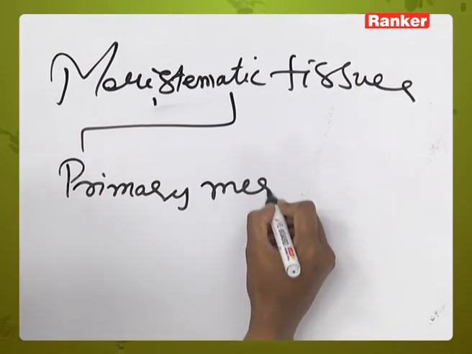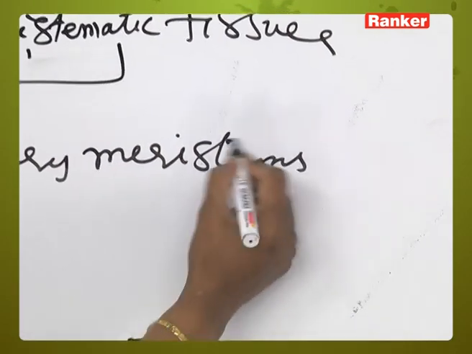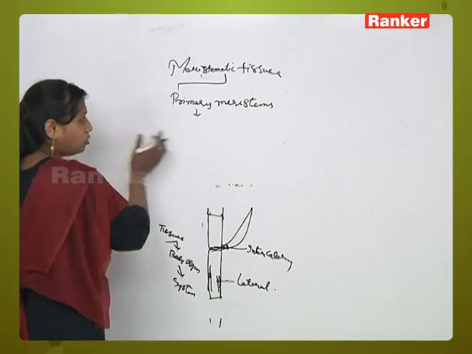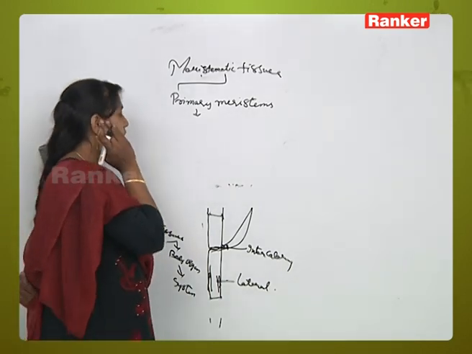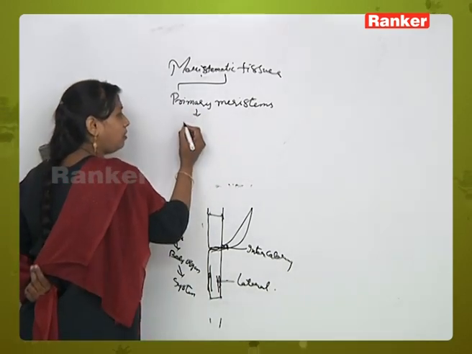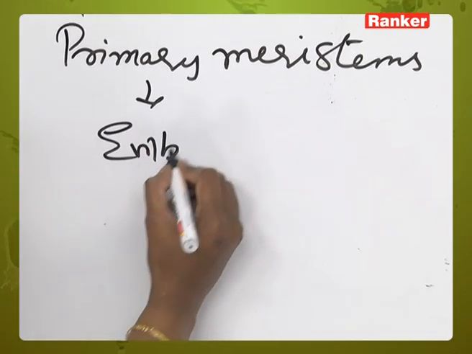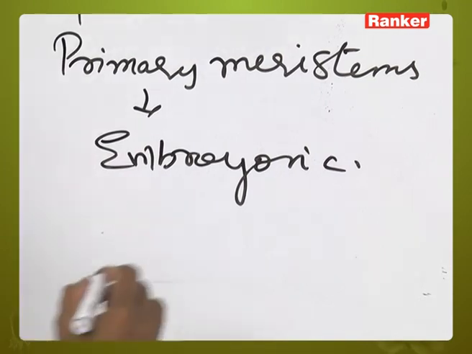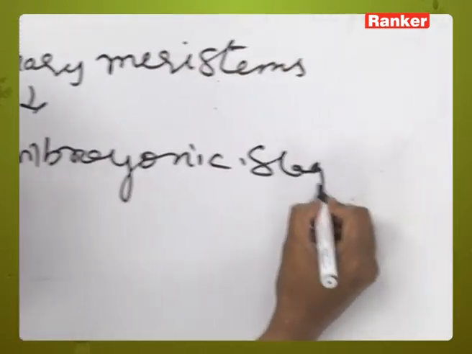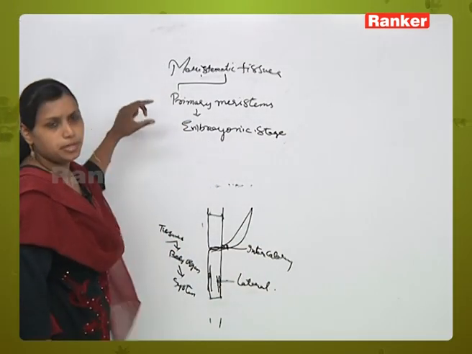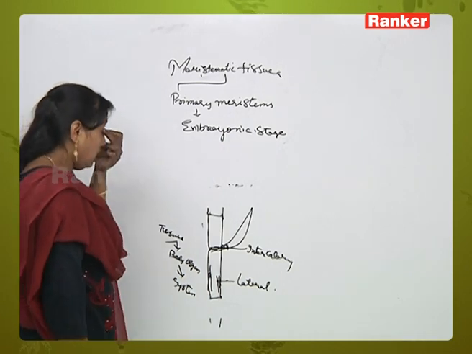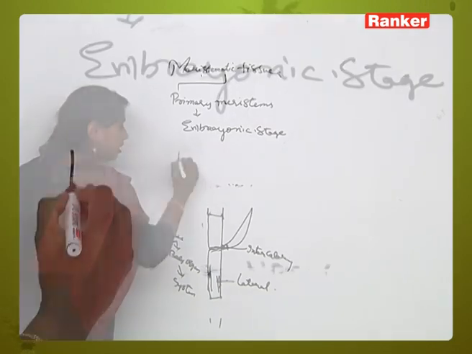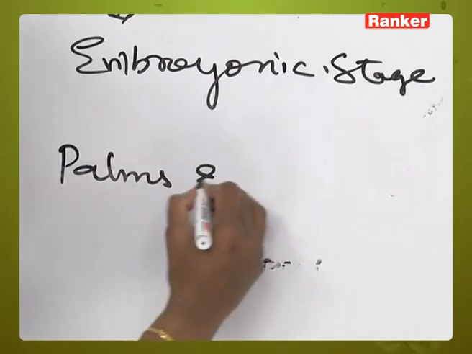Now, in primary meristems, as the name indicates, primary means it is the tissue which developed in the primary plant body, or developed from the embryonic stage of the plant, and this develops in the primary plant body. Here, as given in your syllabus, the examples are palms and banana plant.